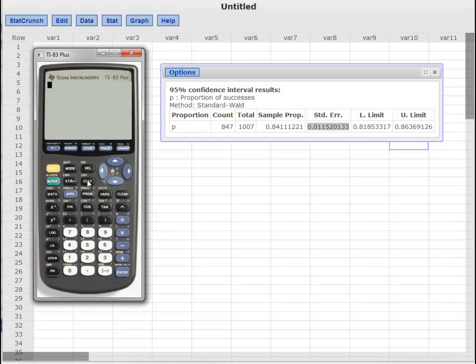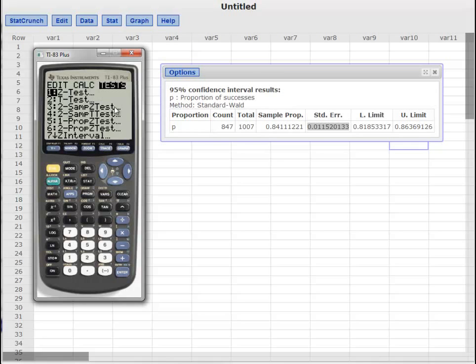To do it in the calculator, press your stat button. So just like Stat up here, we're doing stat down here, and then go over to tests. You're going to be doing a lot of things in the test menu, so get used to going to this menu. Everything that ends in the word test, those are going to be your hypothesis tests, and all the ones that end in interval, those are going to be your confidence intervals. And they're kind of in the same order.